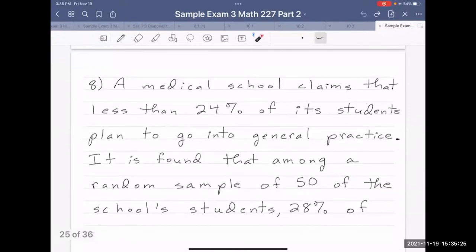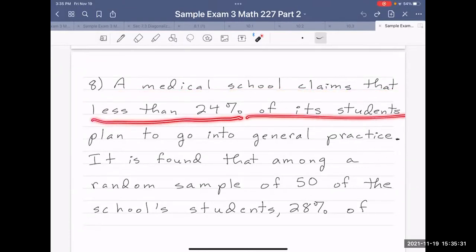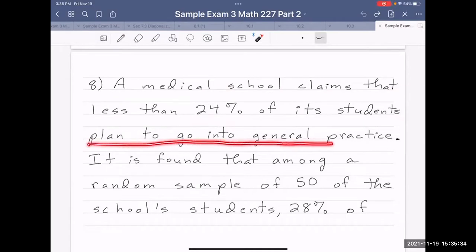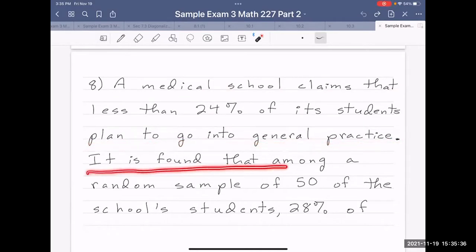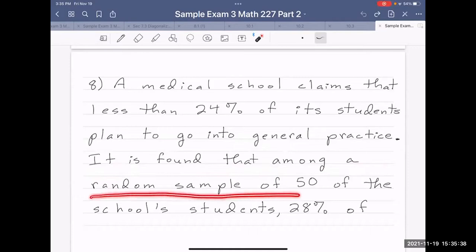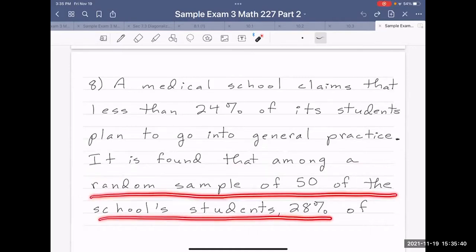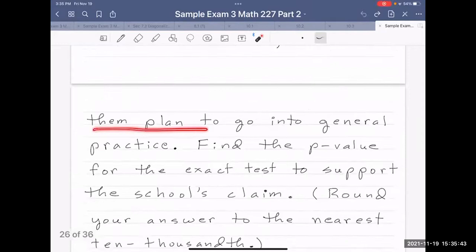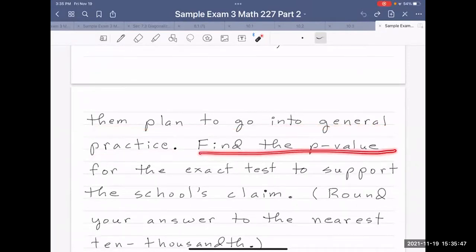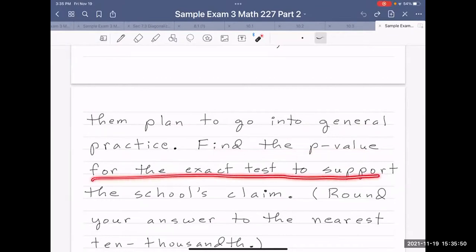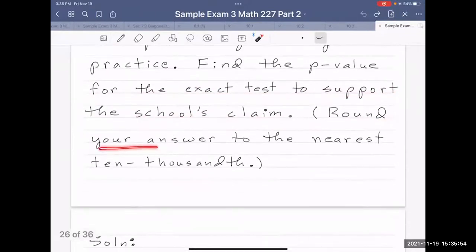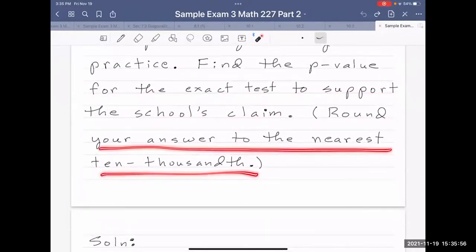Let me do problem number 8. A medical school claims that less than 24% of its students plan to go into general practice. It is found that among a random sample of 50 of the school's students, 28% of them plan to go into general practice. Find the p-value for the exact test to support the school's claim. Round your answer to the nearest 10,000.